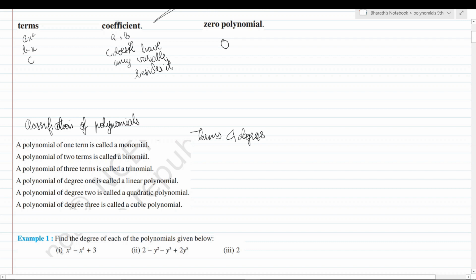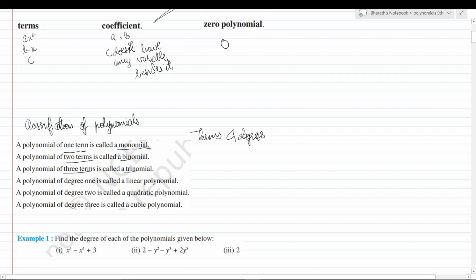So a polynomial with one term is called a monomial. Mono means one. A polynomial of two terms is called a binomial, because bi means two. We must know this perfectly before learning this. And a polynomial with three terms is called a trinomial. Tri means three.